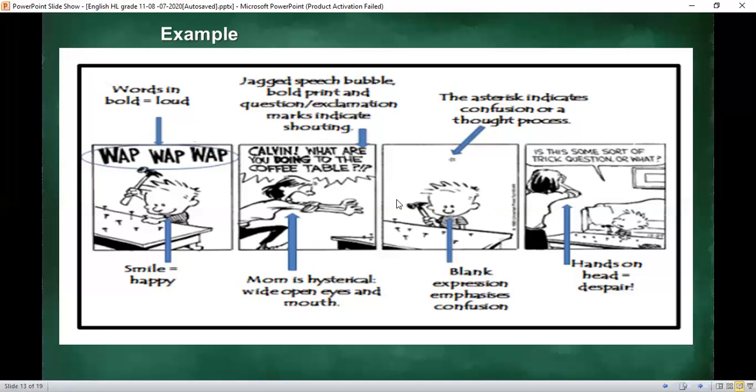He is confused. Also, what shows us that is the blank expression. The blank expression that this boy has just emphasizes the confusion that we are talking about. He doesn't understand because to him it's just a fun game that he's been playing. But the woman, his mother, is now shouting. He doesn't understand. Then he asks a question. Is this some sort of a trick question or what? He really doesn't understand. And the woman is in despair. She is holding her hands on her head.